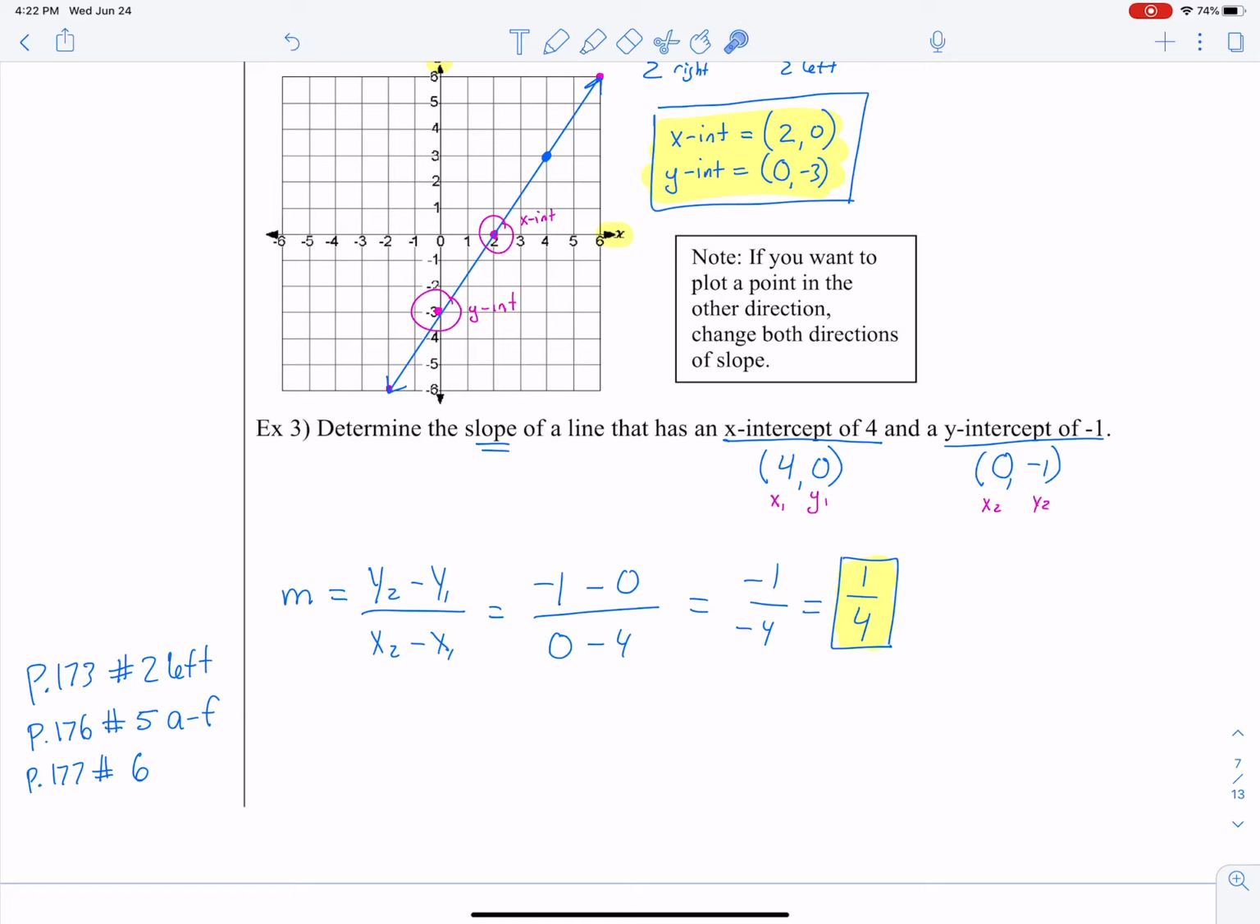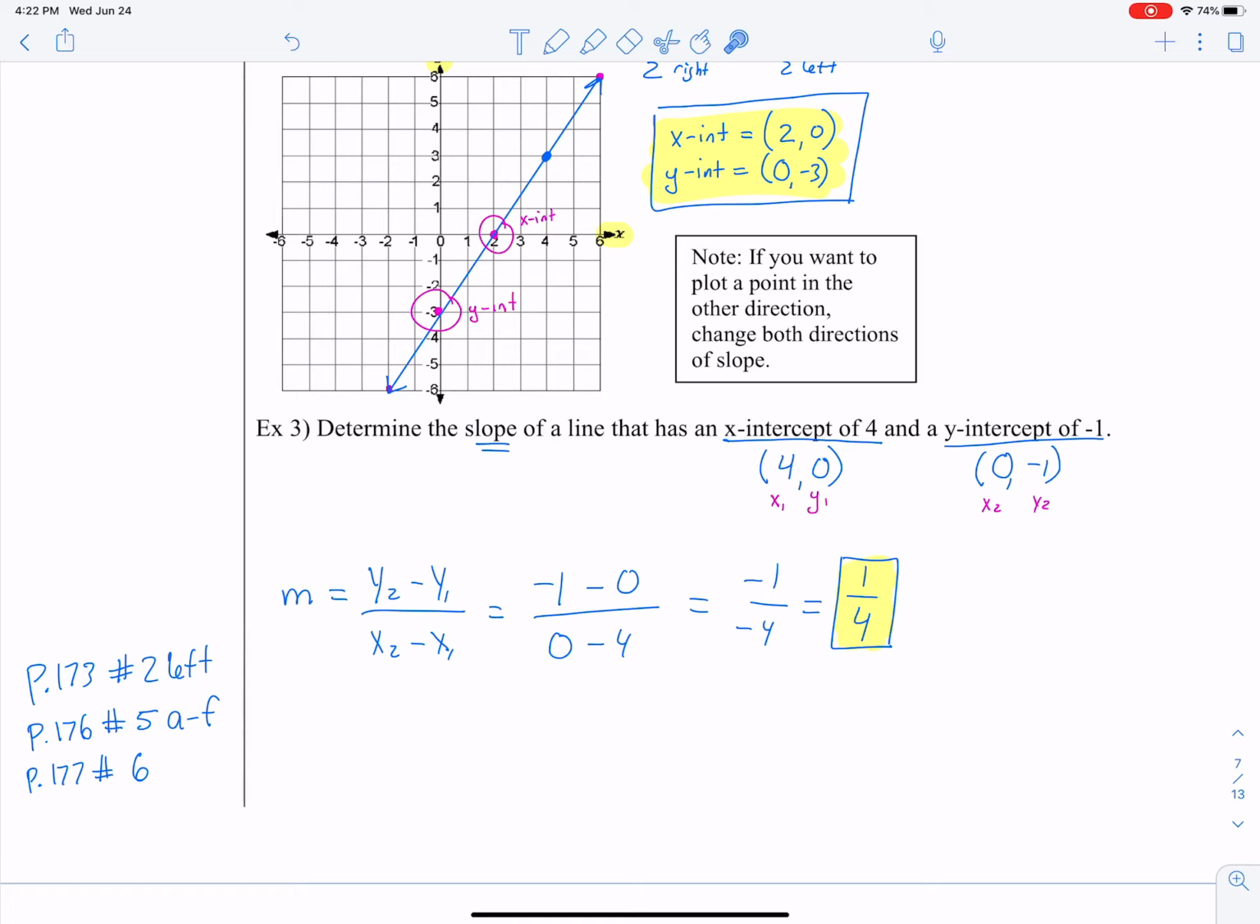Okay, so for your homework now, you're going to do page 173, number 2, the left-hand side. So in this case, you're just reading your graph. So the first thing you're doing for these questions is finding the slope. So you're counting in between your points, and then you're reading off your graph what your x and y intercept is. So x-intercept where it goes over the x-axis, y-intercept where it goes over the y-axis.